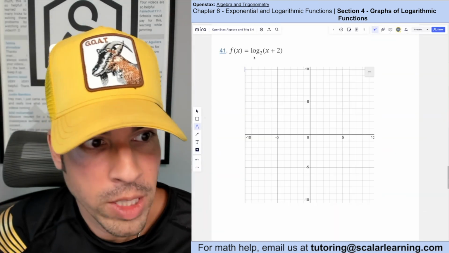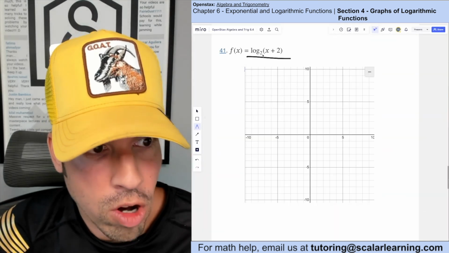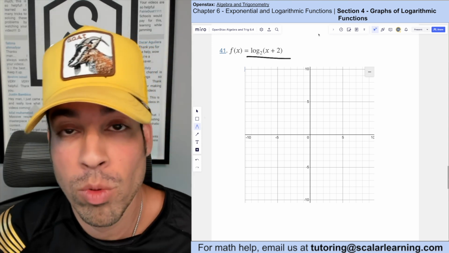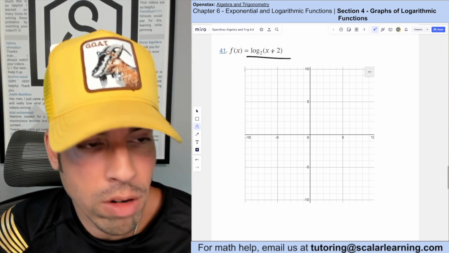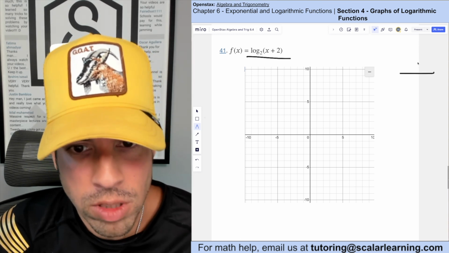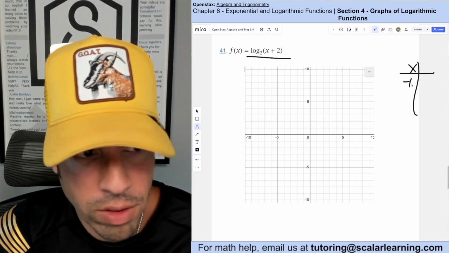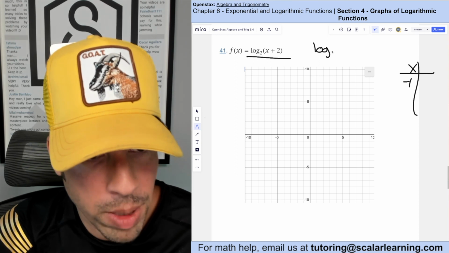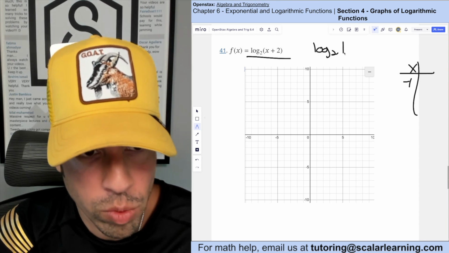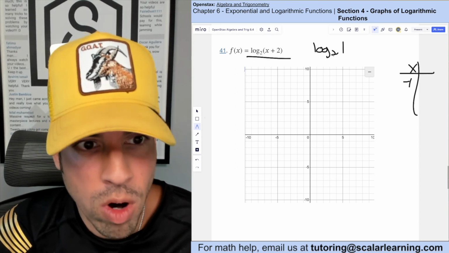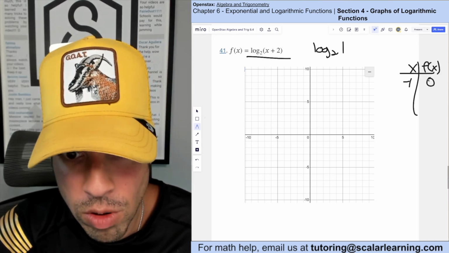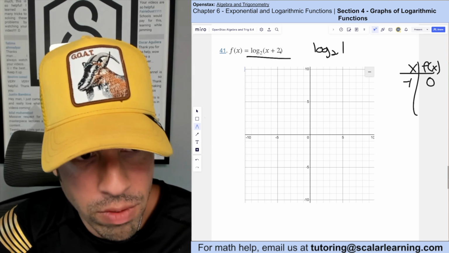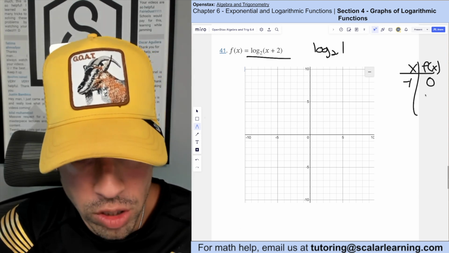So for this one, we're just meant to graph this function, log base 2 of x plus 2. The way I'm going to start is by trying to take log of 1, and we'll make a little table of values. That's going to be when x is negative 1. When x is negative 1, we're taking log base 2 of negative 1 plus 2, which is 1. And remember, log of 1, regardless of the base, is always going to give me a function value of 0. So when I plug negative 1 in, I'm taking log base 2 of 1, which is 0.